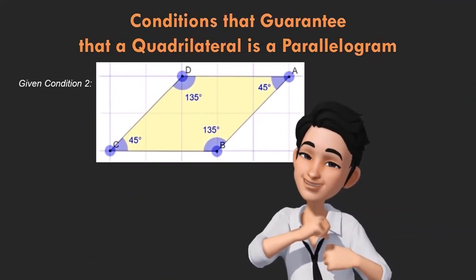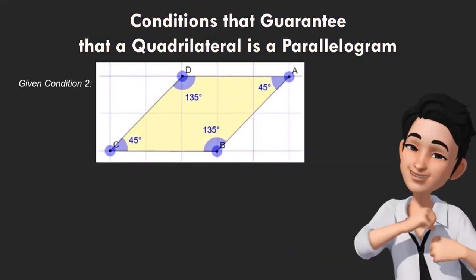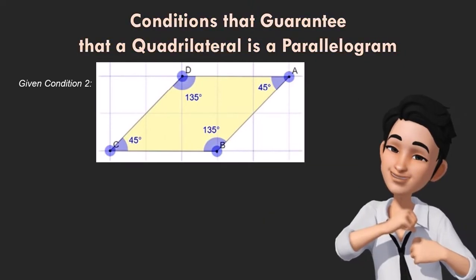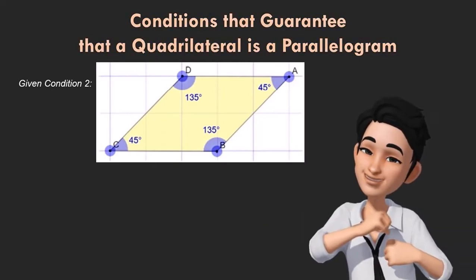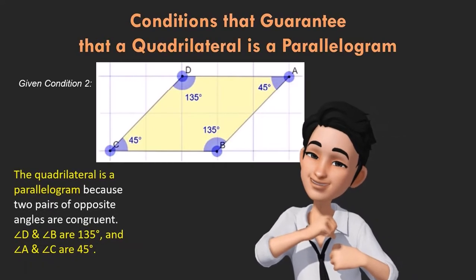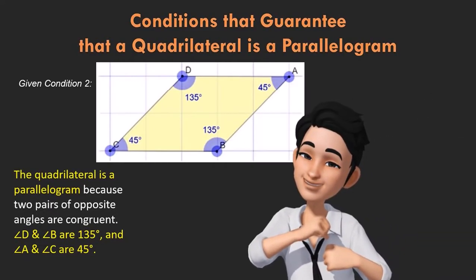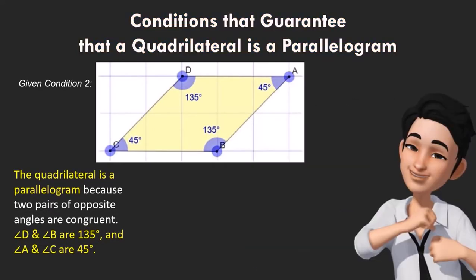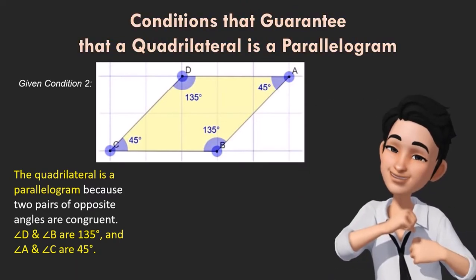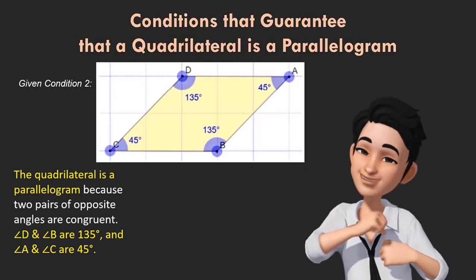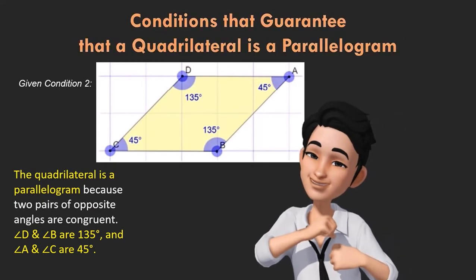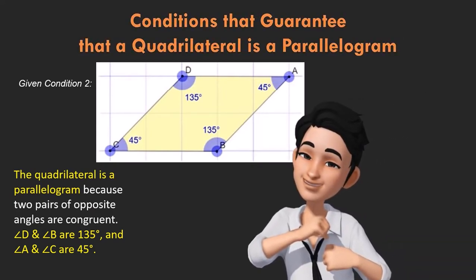The next given condition is a quadrilateral with given angles. Now we can use the second property of a parallelogram. The quadrilateral is a parallelogram because two pairs of opposite angles are congruent. You can say that the measures of angle D and angle B are the same, which is 175 degrees, and angle A and angle C are likewise the same, which is 45 degrees.